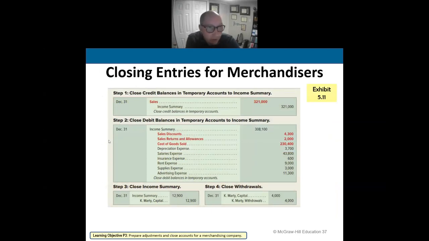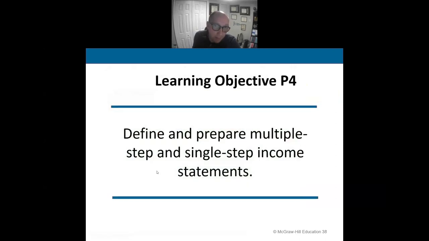And then, of course, at the end of the accounting cycle, we close out our temporary accounts. The first thing we do is debit sales, credit income summary. Then we close out our temporary accounts: debit income summary, credit all of our temporary accounts. Close those out to income summary, minus any withdrawals. And that becomes our net income on the balance sheet.